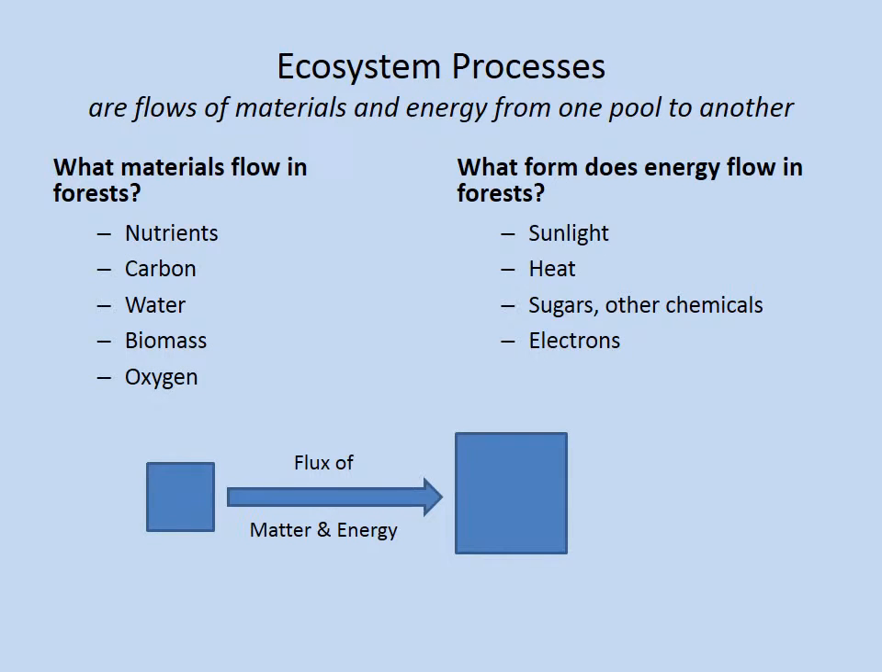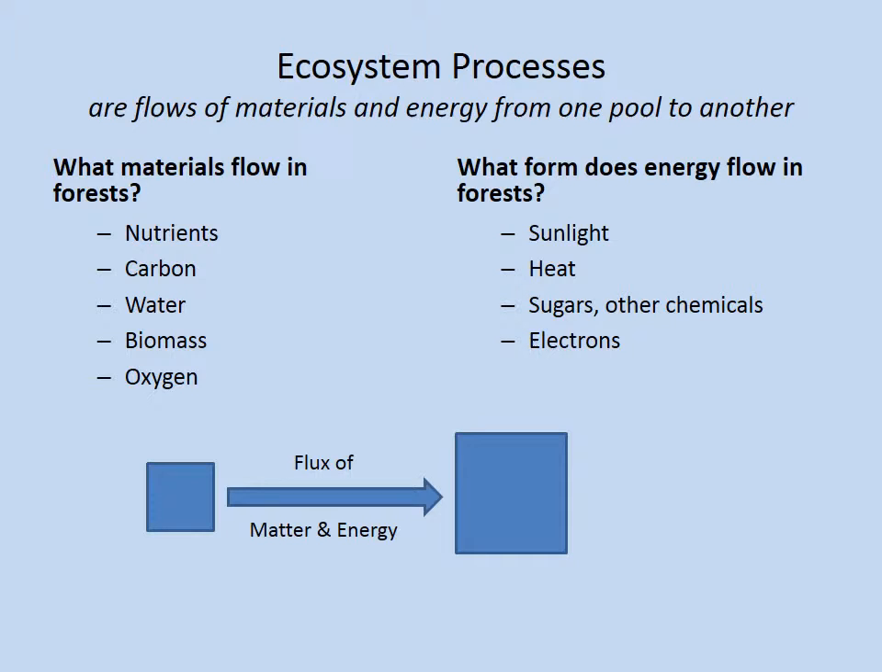Ecosystem processes are the flows of matter and energy from one pool to another. What materials can you think that flow in a forest? Some examples include nutrients like nitrogen, calcium, or iron. Carbon is another material that flows through forests. Plants fix carbon through photosynthesis, and when that carbon is used as food, it is released back to the atmosphere as carbon dioxide.